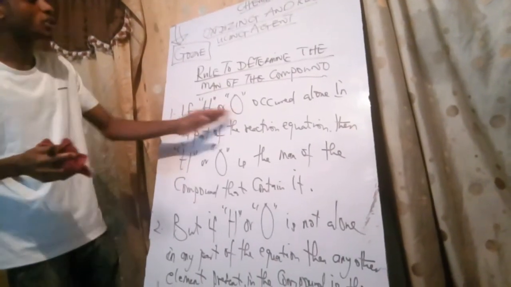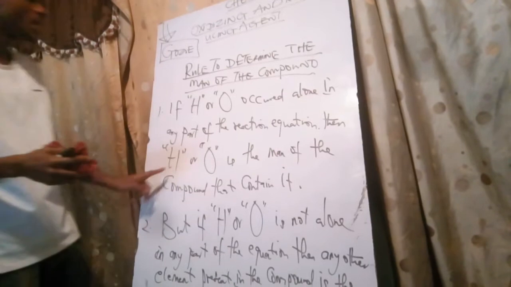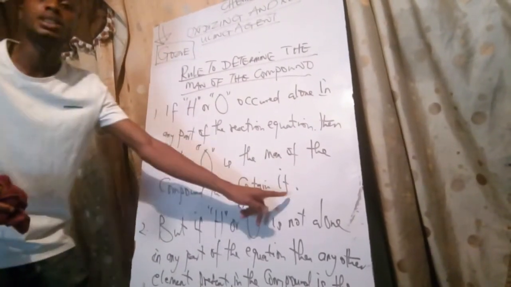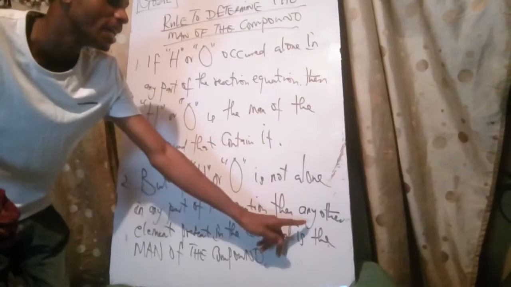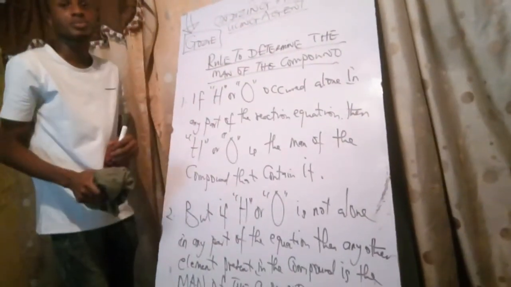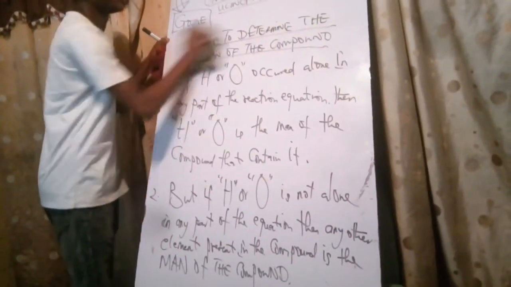If hydrogen or oxygen occurred alone in any part of the reaction equation, then hydrogen or oxygen is the man of the compound that contains it. But if hydrogen or oxygen is not alone in any part of the equation, then any other element present in the compound is the man of the compound. Okay, let us take an example to solve this.